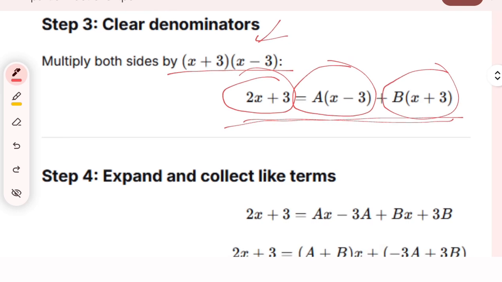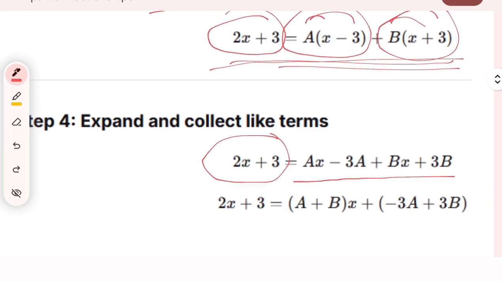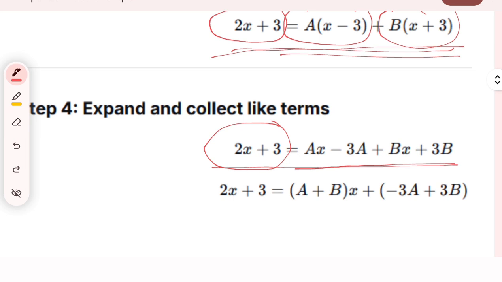Remember, our goal is to solve for A and B in the partial fractions. So what we do now is simply expand. We distribute A and distribute B inside. We copy the other side, 2x plus 3, and distribute A and B into the terms. Once we distribute everything, we combine whatever like terms there are. The other side is the same, 2x plus 3.